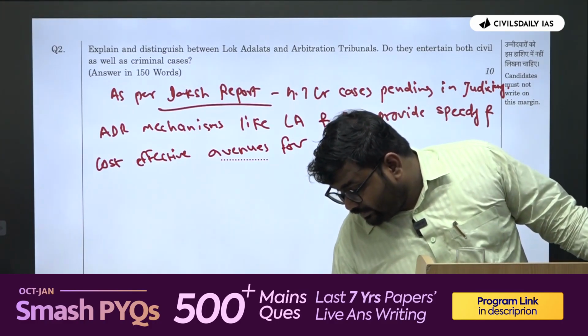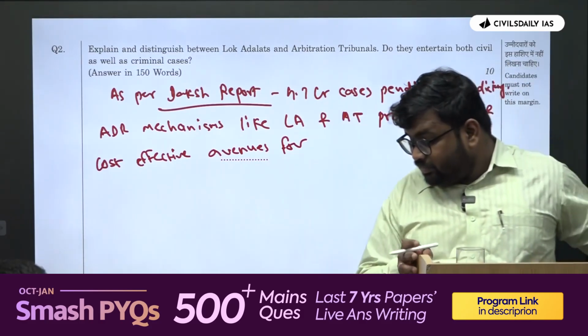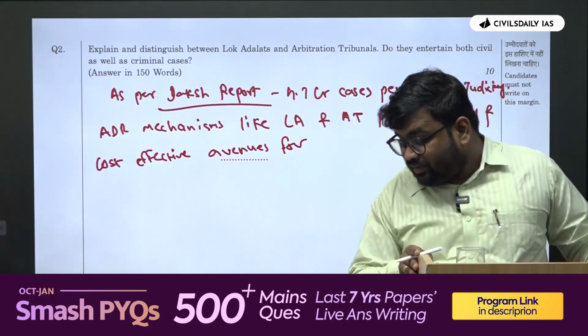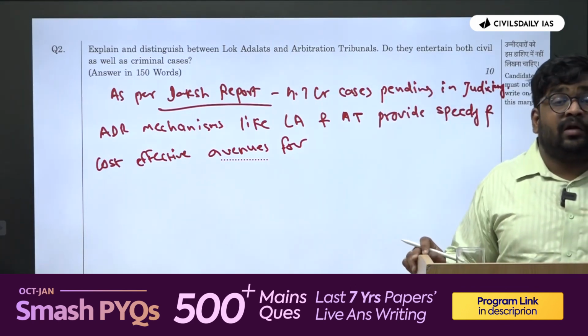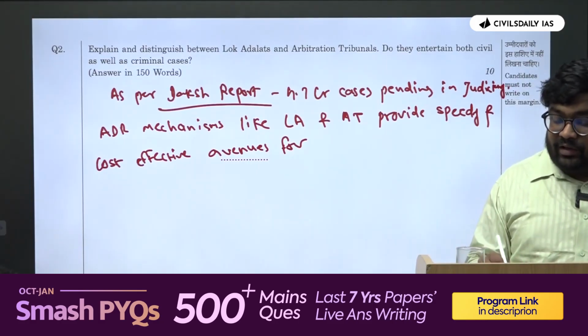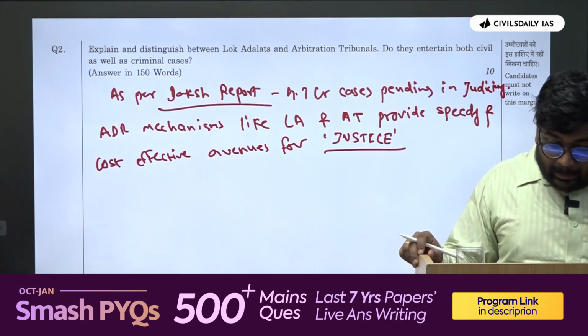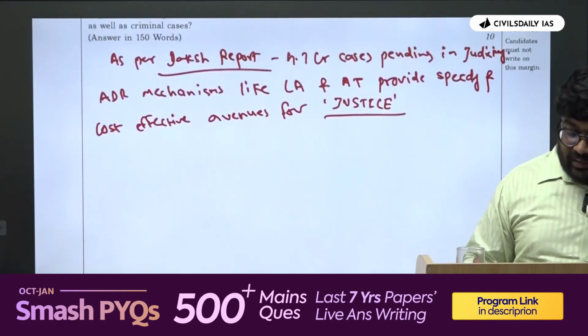You can also start with need of ADR. Yes, Ashwini, we have started with need of ADR only because there are 4.7 crore cases pending. Cost-effective avenues for. You simply make it a keyword, write in capital. Is it clear? Then you come to the difference part.